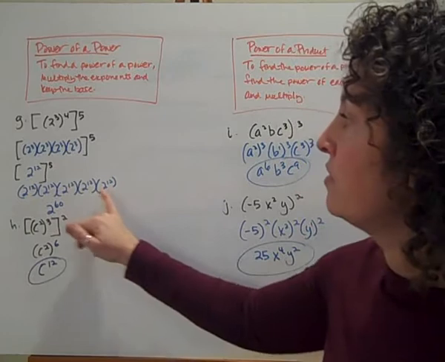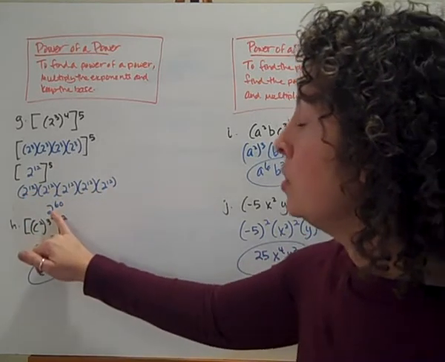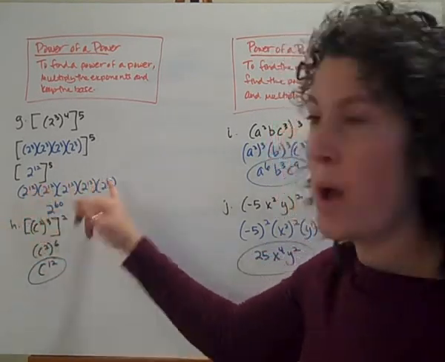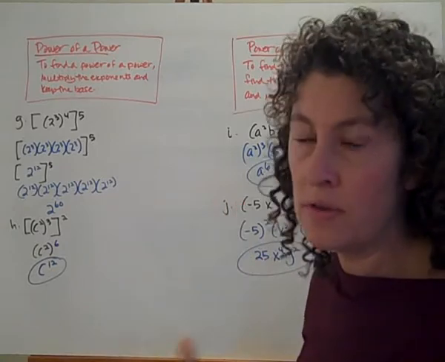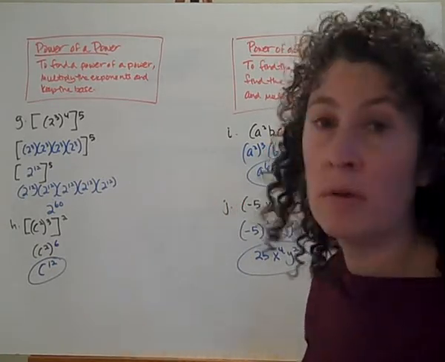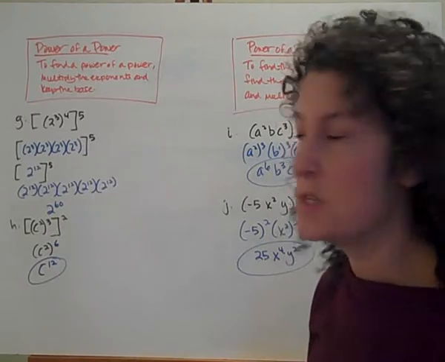And so I've got my 2 to the 12th 5 times. I'm going to keep my base of 2. But notice I've got the 12th power 5 times. That's 12 times 5. I don't need to add those all together. 12 times 5 is 60. So I end up with 2 to the 60th power.